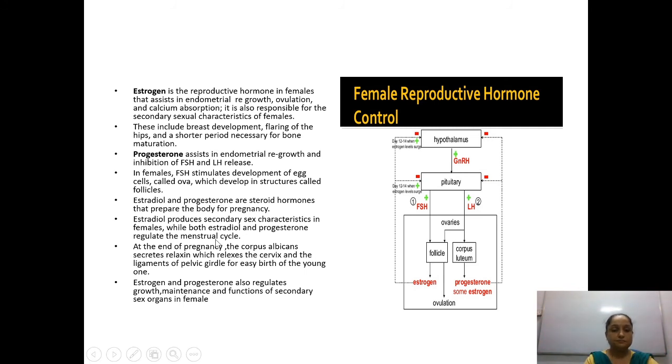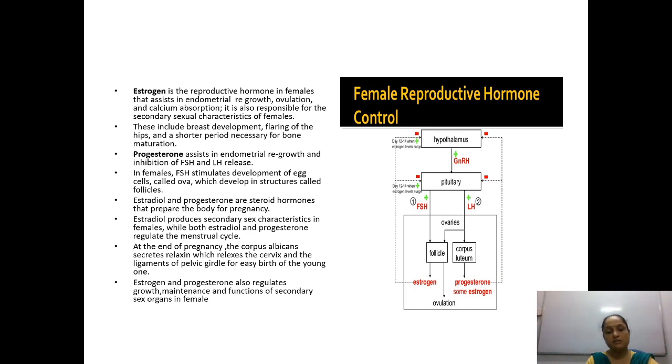Now next part, estradiol and progesterone are steroid hormones that prepare the body for pregnancy. This estradiol is similar to the estrogen basically. So these are the same thing. Estradiol and progesterone are steroid hormones and they are going to prepare the body for the pregnancy. Estradiol produces the secondary sex characteristics which we have discussed in females, while both estradiol and progesterone regulate the menstrual cycle. For the menstrual cycle, both these hormones are required.